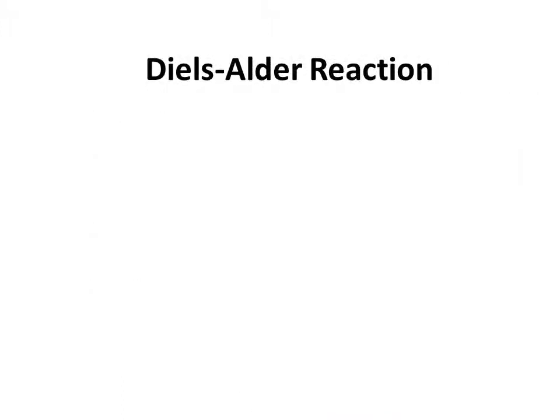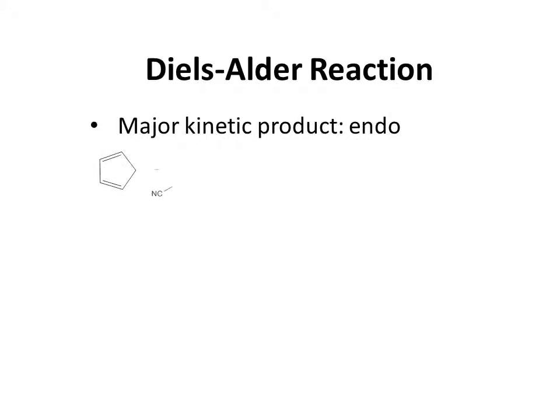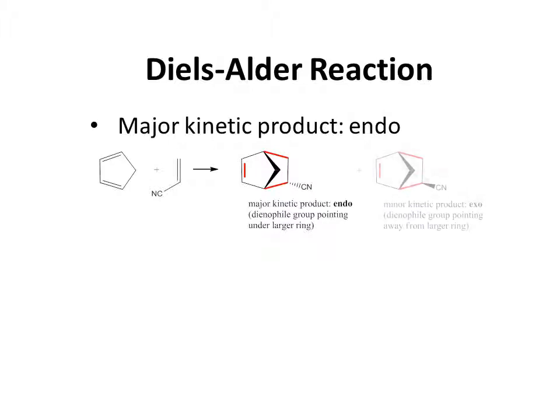In the Diels-Alder reaction, the major kinetic product is endo. In the reaction shown, the CN points under the larger ring, away from the bridge. That's endo, the major product. When the CN is pointing toward the smaller bridge, that's exo.